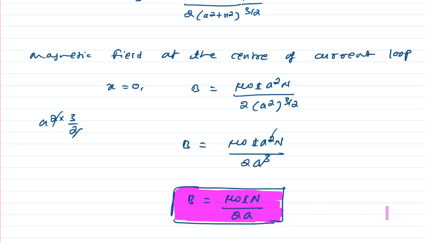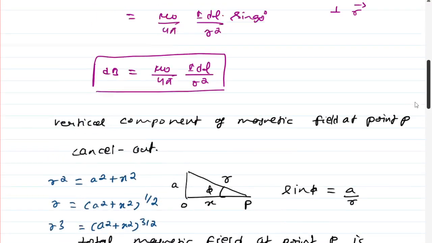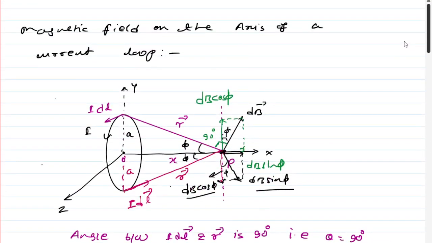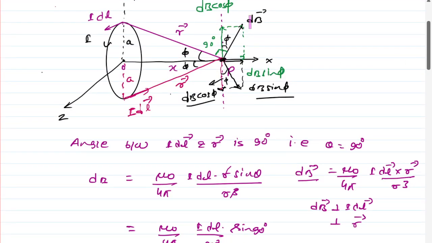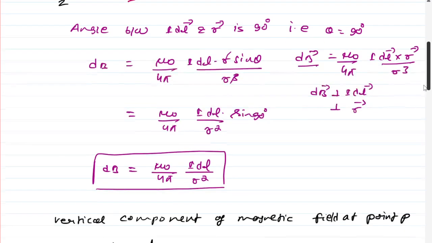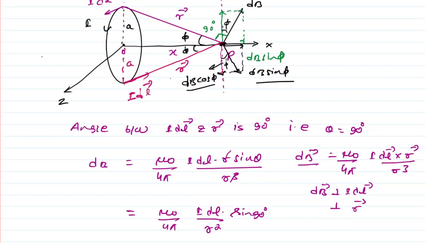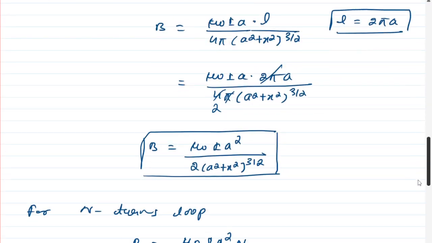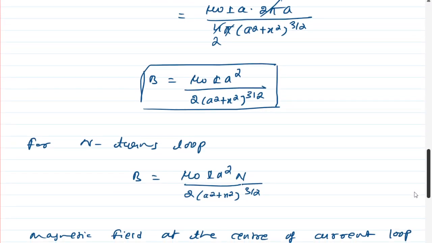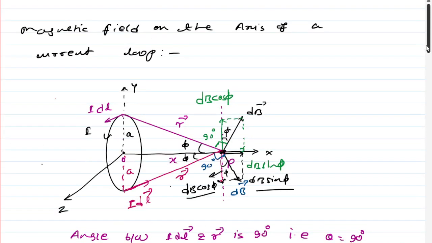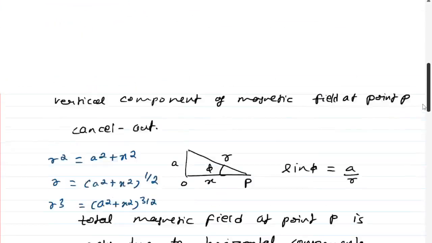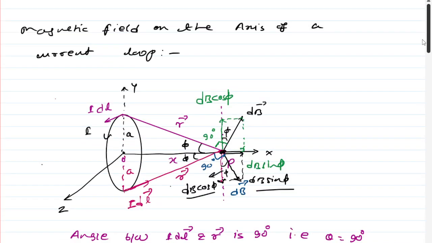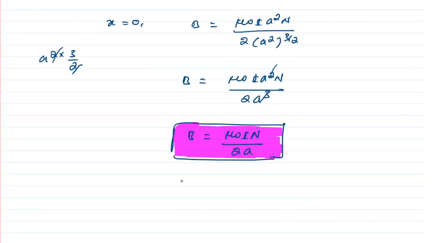This is how you have to derive this expression. While deriving it, you have to remember that the dl vector is going to be perpendicular to the r vector, and while drawing the figure you need to mention that. Here also there is a 90-degree angle between the r vector and the dl vector. So this completes the derivation of the magnetic field on the axis of a circular current loop. Okay, thank you.